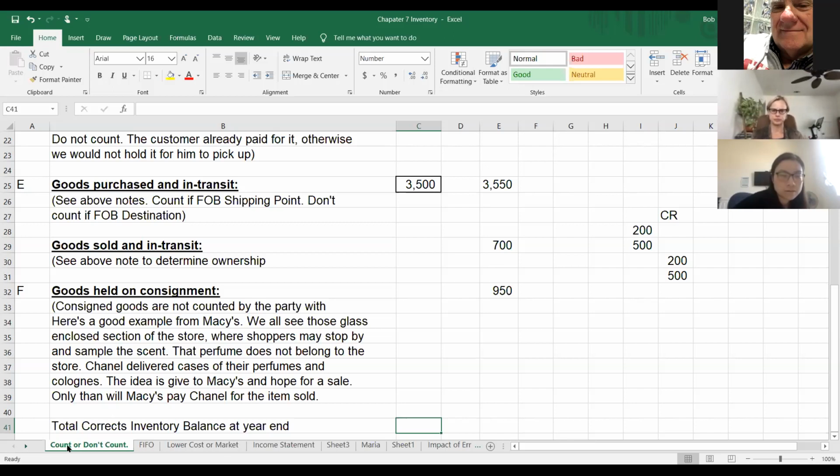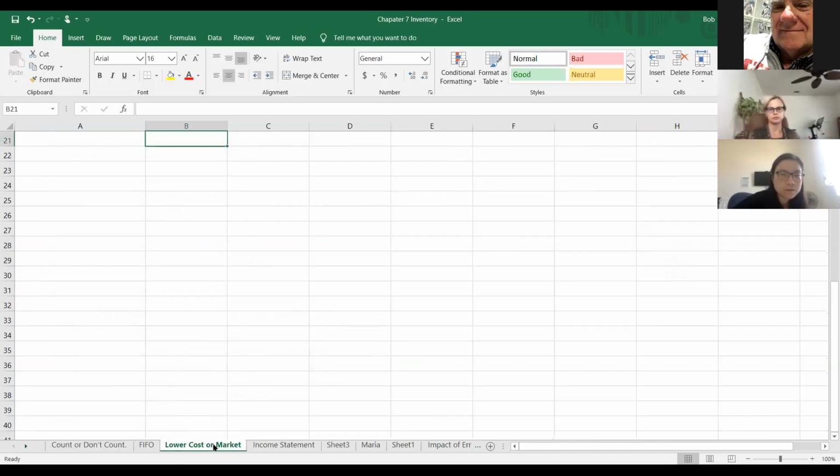I give Macy's a bottle of perfume that cost me $400. I give it to them. While they still have it, it's my inventory. And then a month later, they sell it for $1,000. So that's Macy's sale. But now Macy's has to pay us the $400 we originally paid for that bottle. Okay. I don't want to beat that dead horse too much.